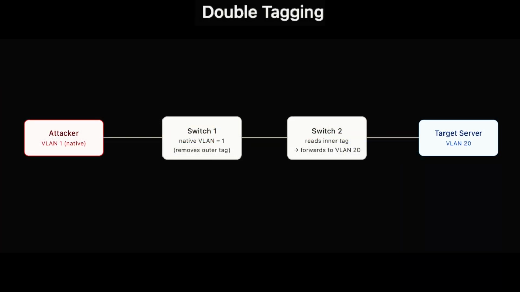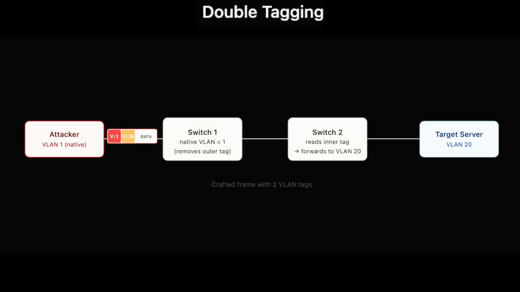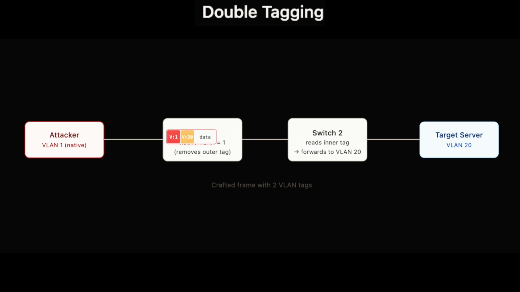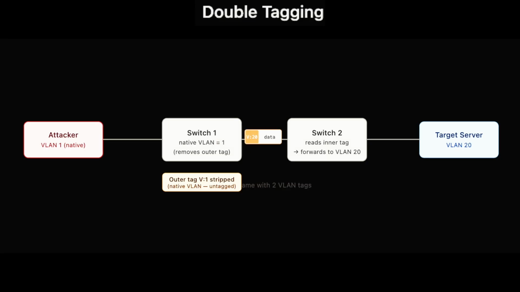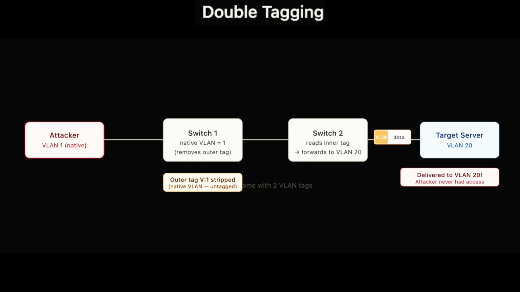The attacker crafts a frame with two 802.1Q VLAN tags stacked. An outer tag matching the native VLAN, VLAN 1, and an inner tag for the target VLAN, in our example VLAN 20. Switch 1 strips the outer tag because it matches the native VLAN, since no tag is needed on the trunk. It then forwards the frame with only the inner VLAN 20 tag remaining. Switch 2 reads that inner tag and delivers the frame into VLAN 20, a segment the attacker was never authorized to reach. Note, this is a one-way attack, responses cannot return the same path, but it can still deliver malicious payloads.